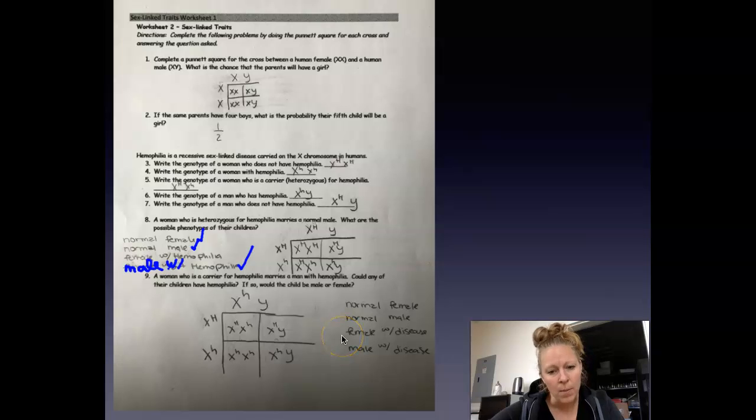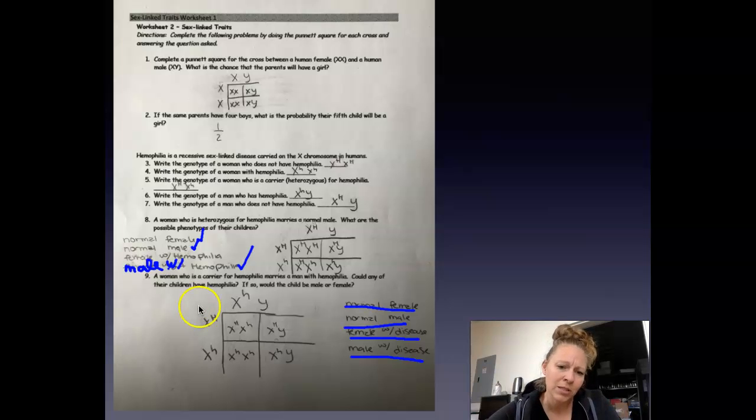So they can produce a normal female, they can produce a normal male, and they can produce a female with the disease and a male with the disease. So would any of the children be male or female with the disease? So we would have both a male and a female.